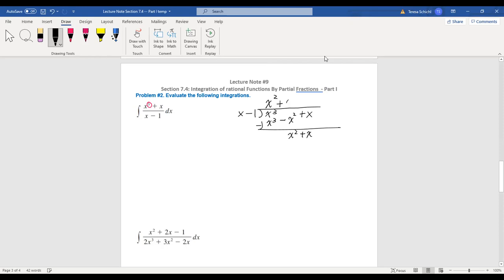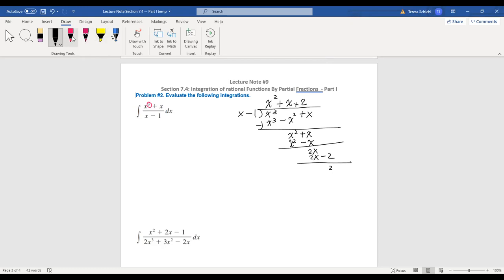Now this is x squared, this is x, so I do plus x here. x times x gives x squared, then x times negative 1 is minus x. Subtracting, x minus negative x is 2x. Then I need plus 2. 2 times x minus 1 is 2x minus 2. Then 0 minus negative 2 leaves a remainder of 2.